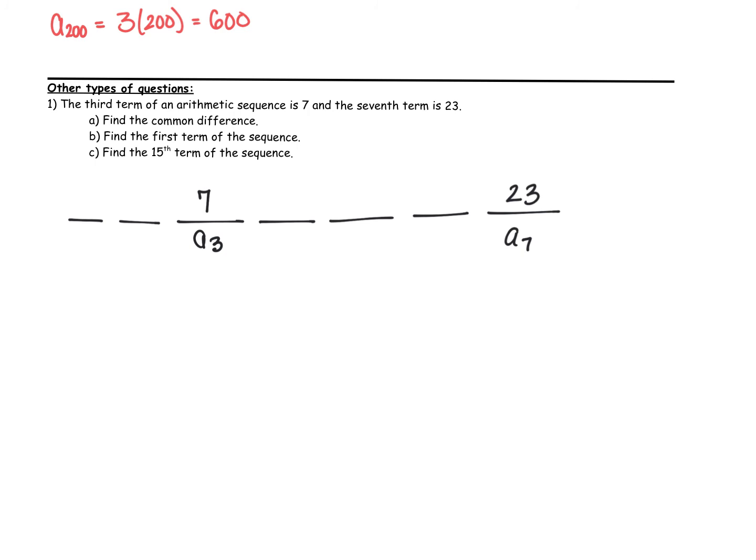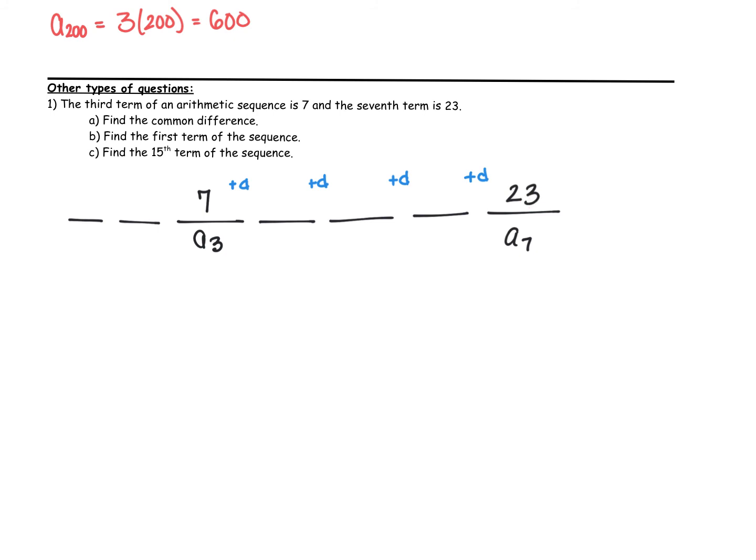So if I take my 7, I need to add some common difference to get to this term. Then I need to add that common difference again to get to this term. Need to add it again to get to this term. And then I have to add it one more time to get to 23.